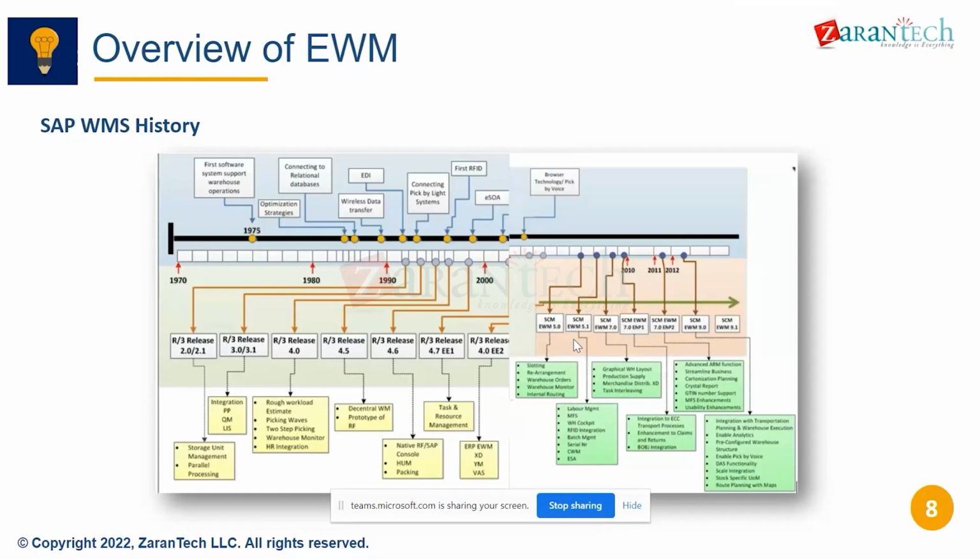Then SAP later came around 2008 or 2009 with SAP EWM 7.0, where it again provided additional processes, with a graphical view of the warehouse layout. Then production supply, merchandise distribution, and task interleaving. We'll see these processes. You might get confused about what these processes are, so we'll have one session on these processes going forward.